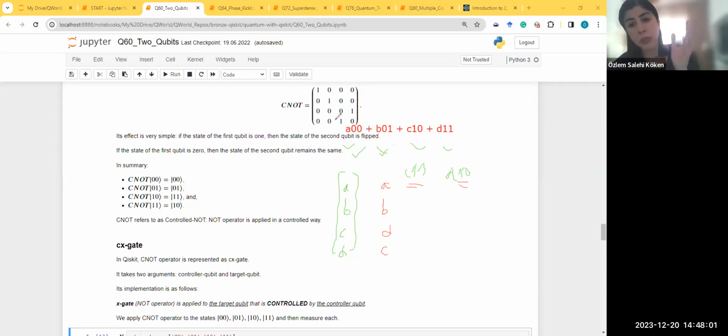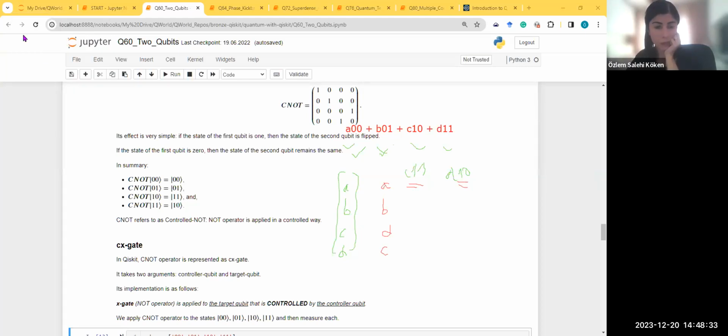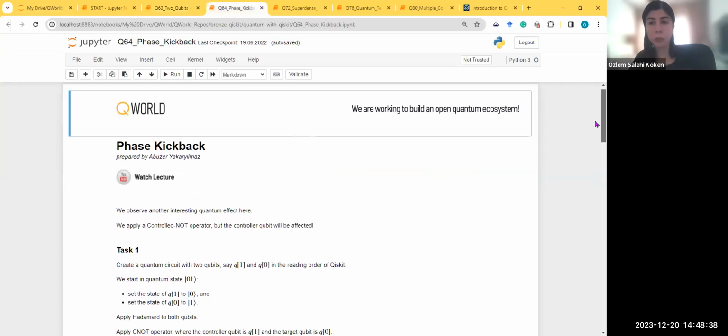So again, there are two different ways you can see this. You can see this either through vector representation, or through this state representation. Any questions? Okay, then I am moving to phase kickback.